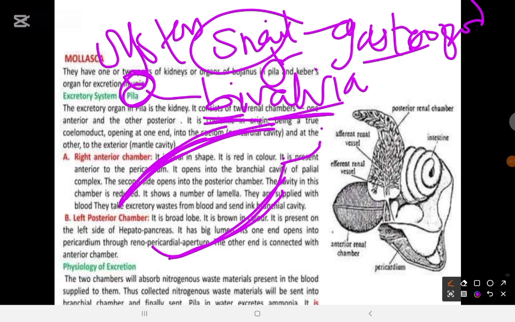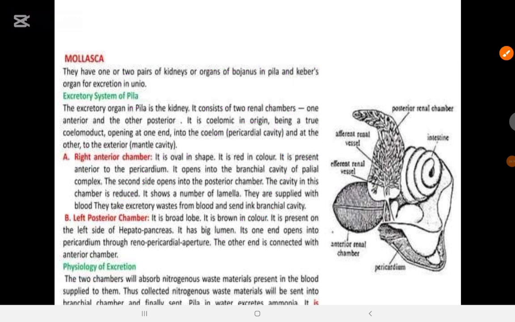Bojanus is one of the genus of the organisms. Is that okay? So now that Bojanus organ is a glandular organ that is part of their kidney. It forms a part of the kidney in Pila, while we have Keber's organ in bivalves like the Unio. So we call it Keber's organ.